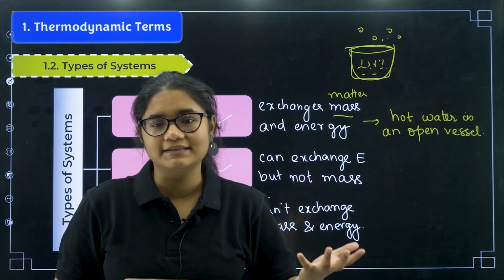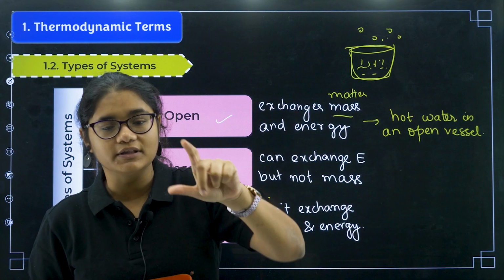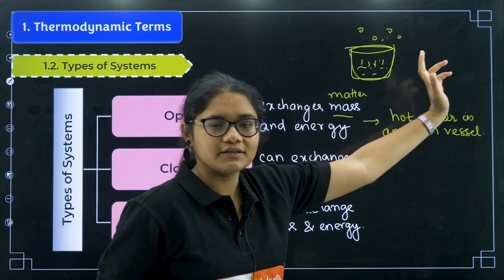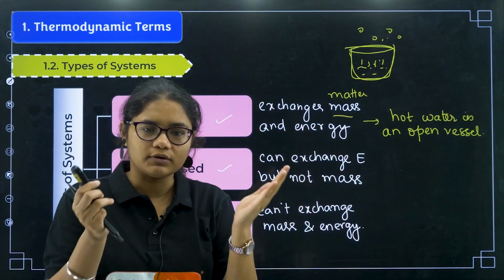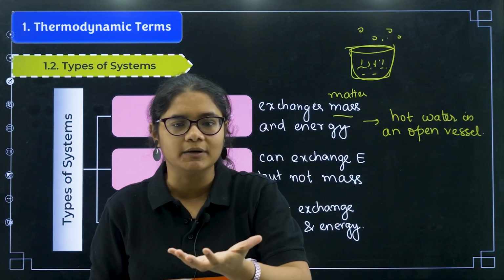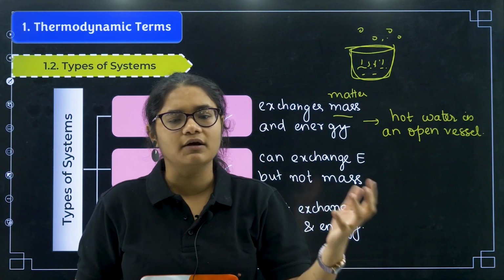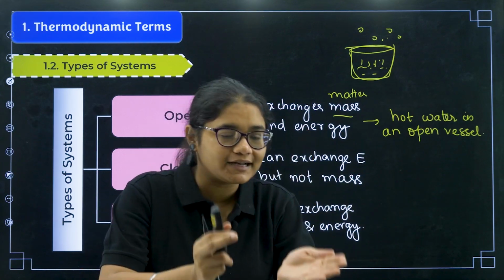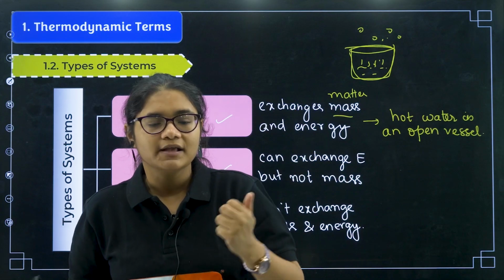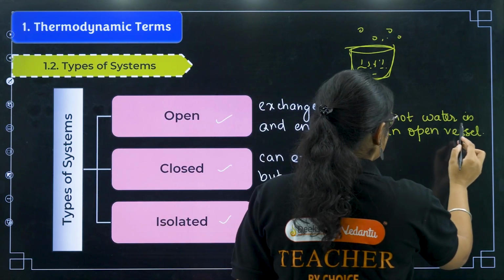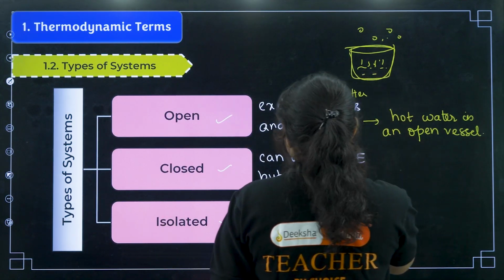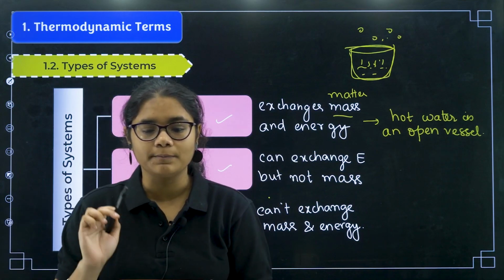So where has the heat gone? The heat has gone to the surrounding, or the heat is transferred to the surrounding. You can check this anytime: take a very hot vessel and keep it, and after 3-4 hours it will become cool. Why? Because it has given its heat to the surrounding. So here we can exchange both matter and energy. These types of systems are called open systems.